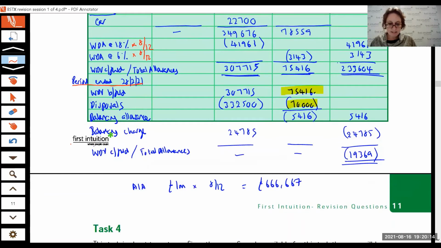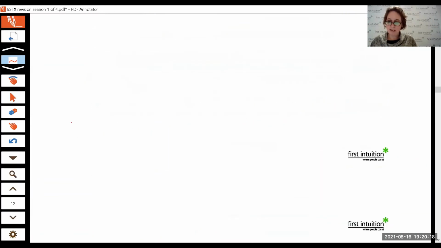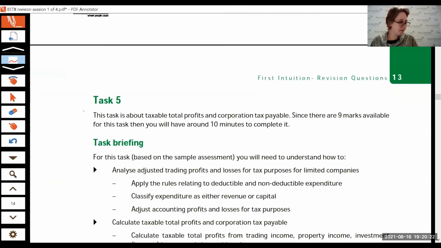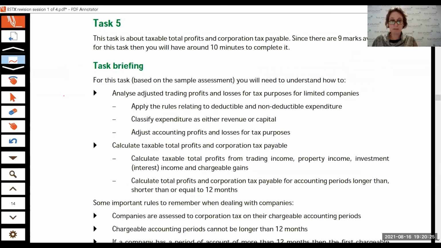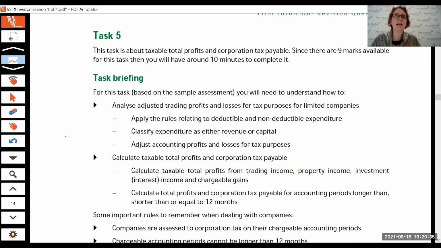So yes, keep practicing that. From your first intuition materials, if you are one of our students, or from materials from your own training provider, go now at some point before I see you again next week and keep going with some task 3 questions. We've had a good little revision of that. I'd like to see you working through some more task 3 questions to get that into focus.